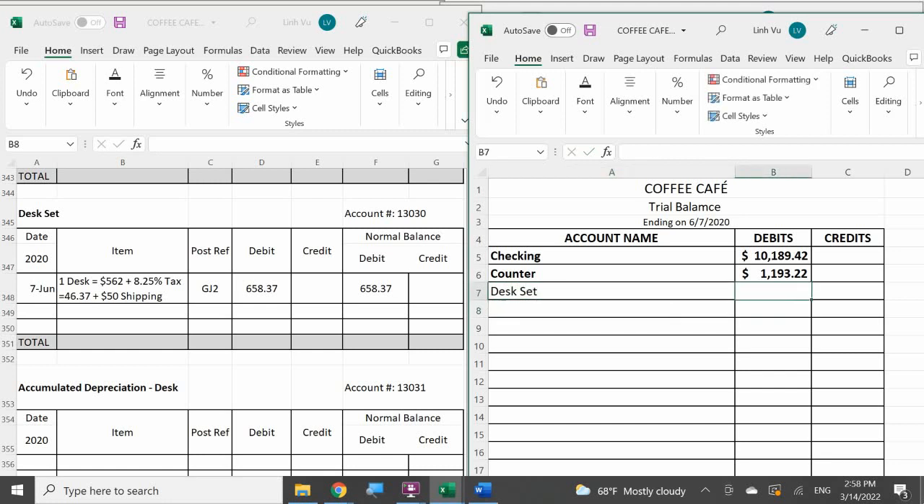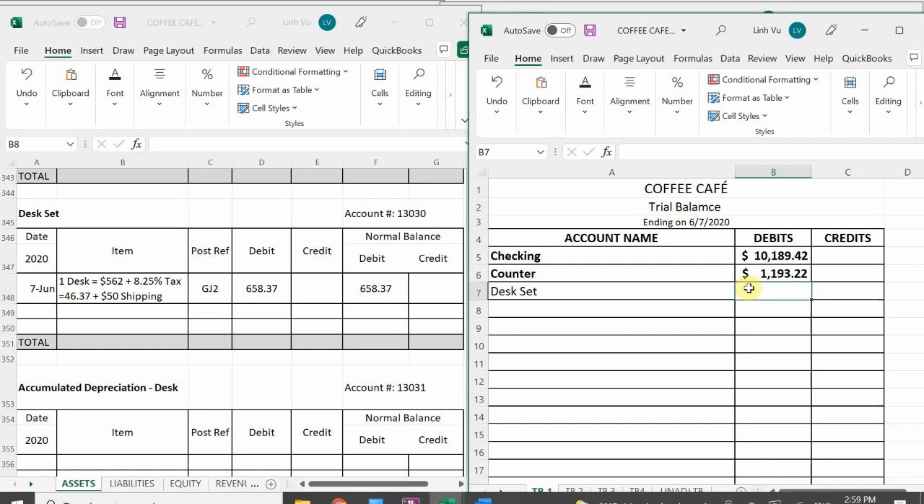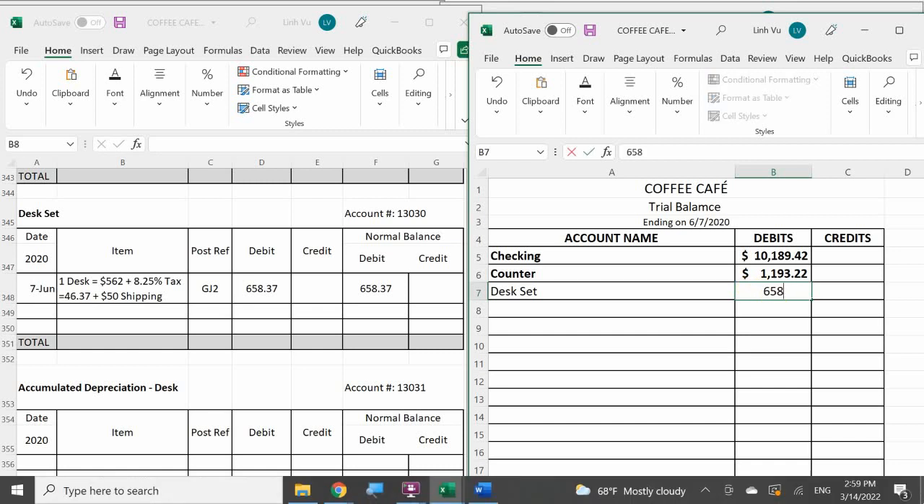Okay. In this case, I have a debit balance. So because it's a debit balance, you're going to transfer it into your columns accordingly, right? I'm going to put it on my debit side because that's what my current account balance is. Right now, it is at $658.37 on the debit side.